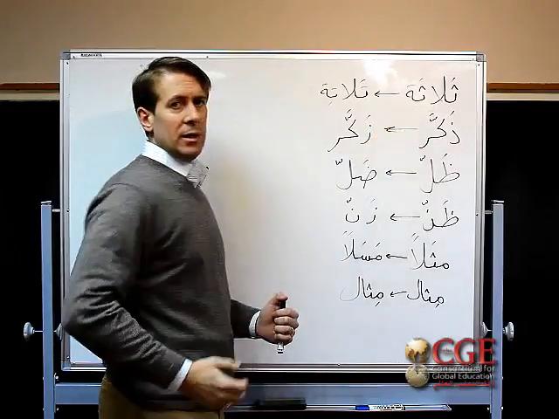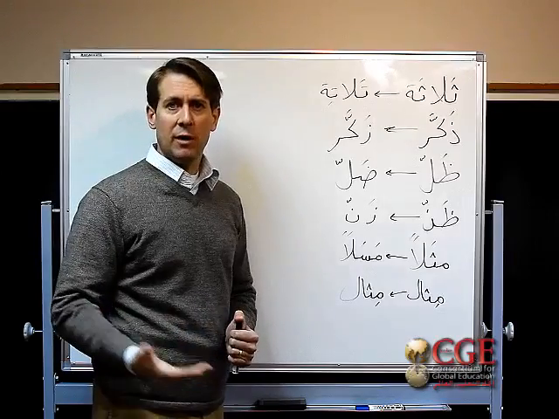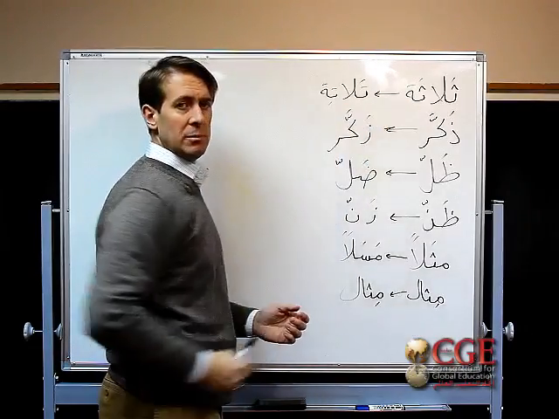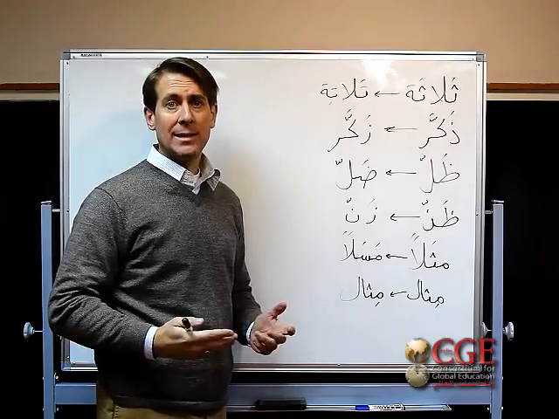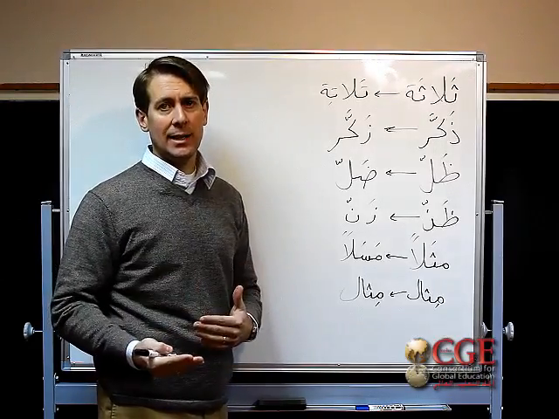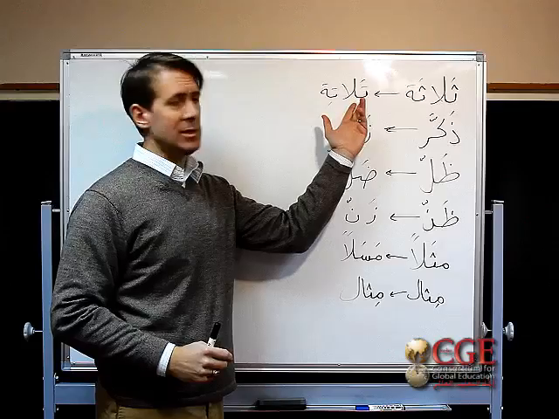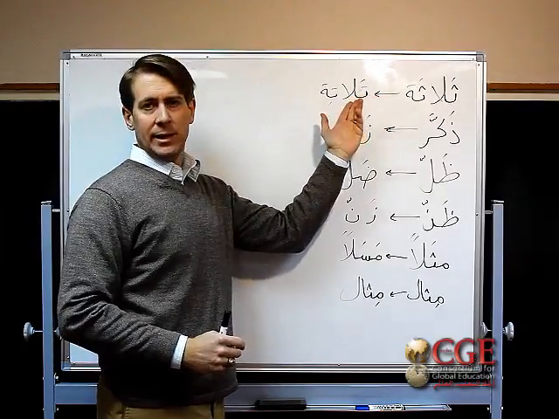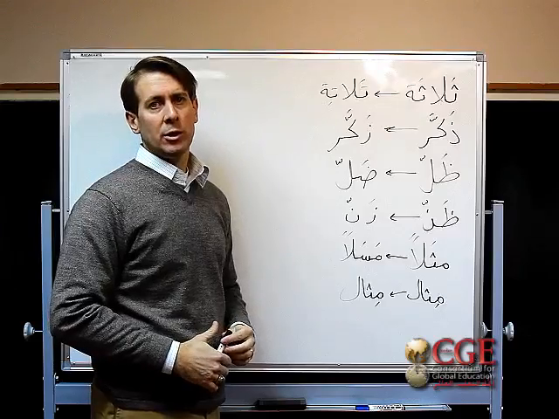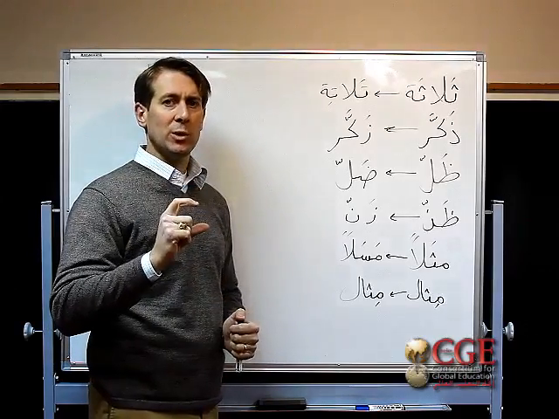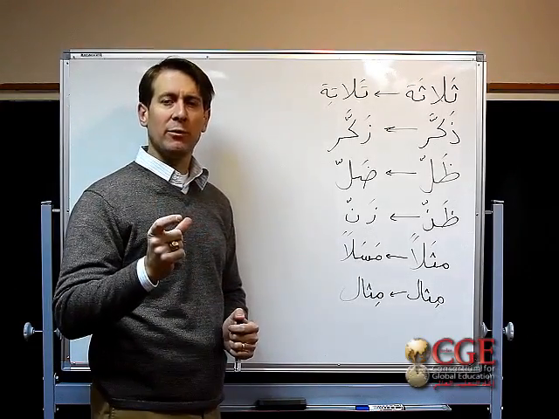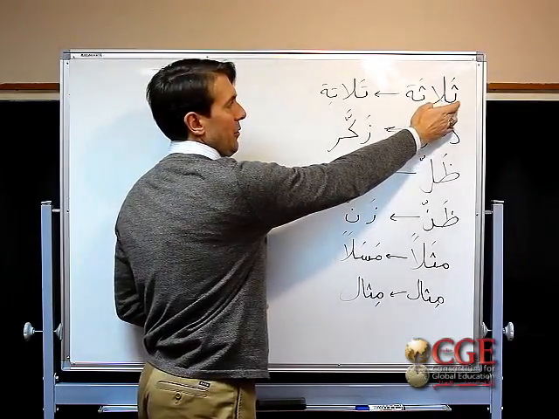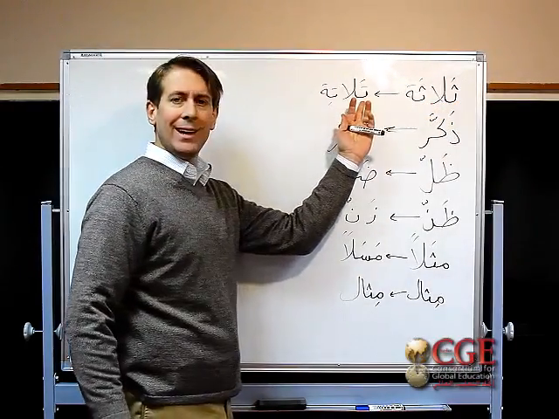You have the word thalatha, which is Fusha for the number three. Thalatha becomes talate, not talata, but talate. So talate as a number, raqam, is talate in the Ammiya language. So even the ta marbuta changes the pronunciation from a to e. And also, of course, the tha changes to a ta.